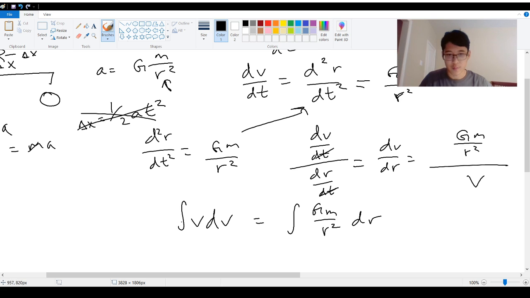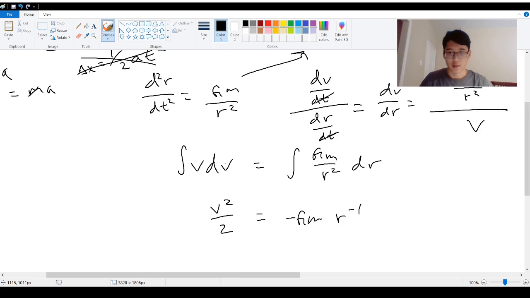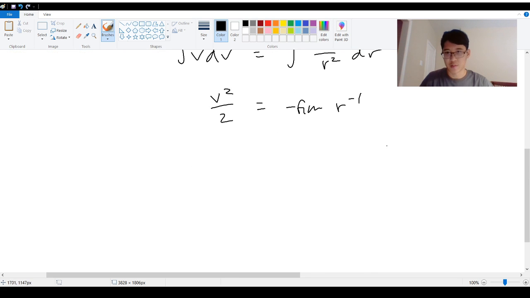Now if we just integrate both sides, this gives us v squared over 2. We don't have to worry about the constants yet because we can just consider all the constants in the end. V squared over 2 is equal to negative GM r to the negative 1. Now we actually have the equation for v, so let me write this in terms of v. V is equal to the square root of negative 2GM over r.